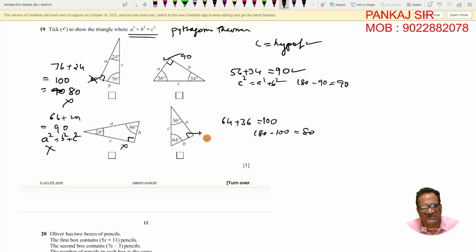Now this angle works out to 80. So it should work out to 90. Even this is not working. So all these three, this is not working, this is not working, this is not. So tick mark you can put over here, right? So this is the right answer. Got it?